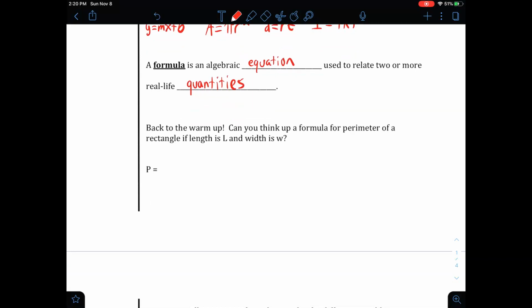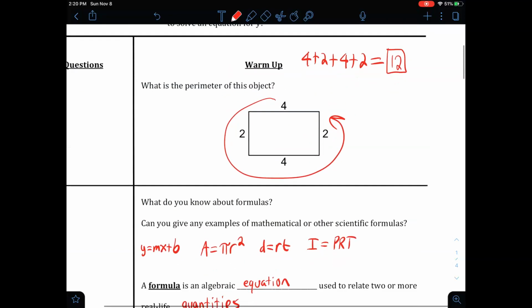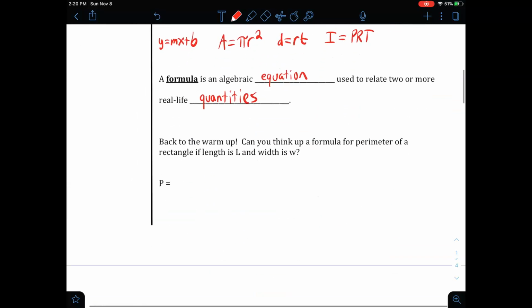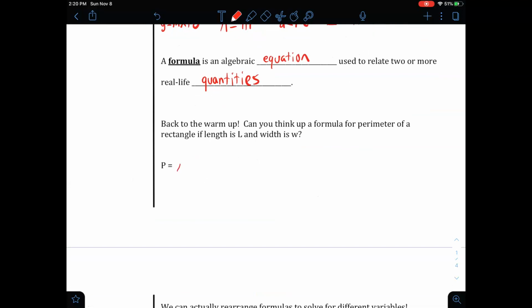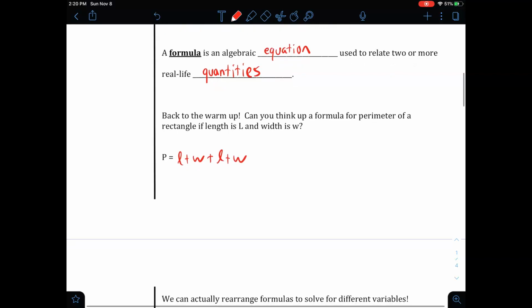Okay? So it says, back to the warm-up. Can you think of a formula for perimeter of a rectangle if length is L and width is W? So this is kind of going back to the last section, we actually used this. So if we look at the perimeter here, this is the length, right? The long side, this is the width. So if we go around the outside again, we have length plus width plus length plus width. And that equals P, right? So let's write that down here. We have P equals length plus width plus length plus width.